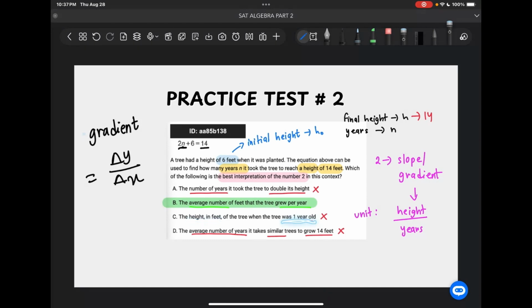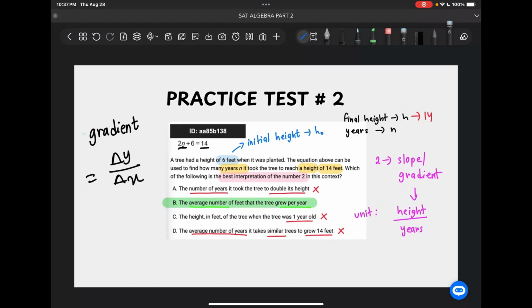So this is wrong. Option C means that when n equals 1, the height is going to be 2, which is not true, because if you plug in n equals 1, you are not going to get 2. So option C is wrong.